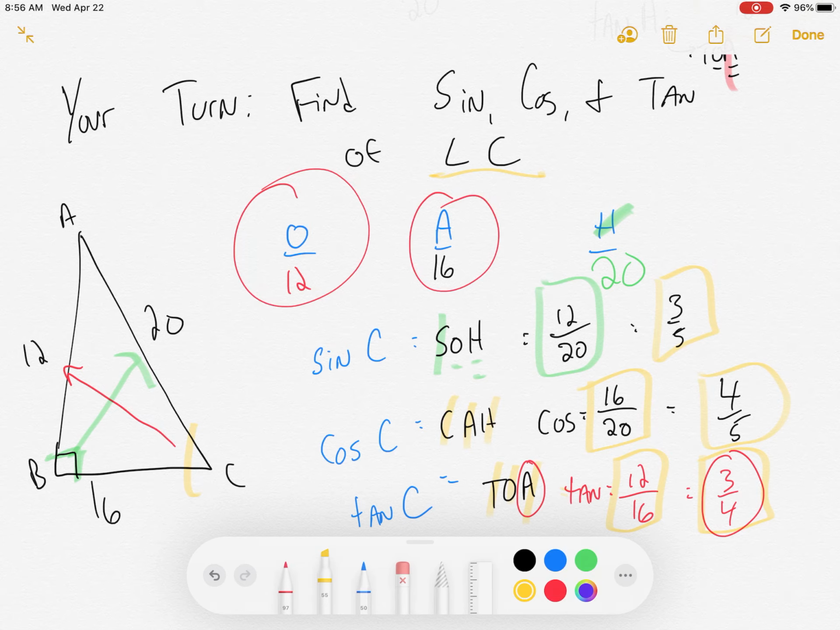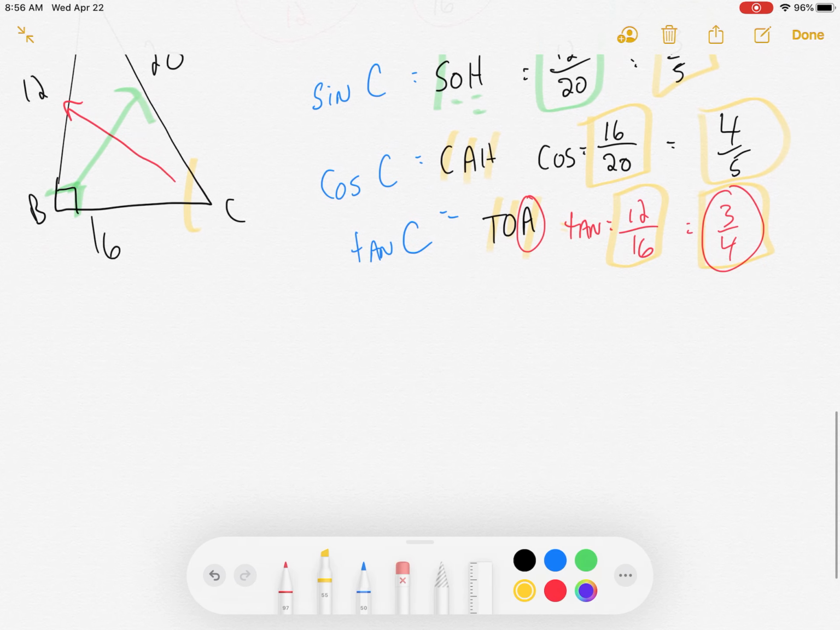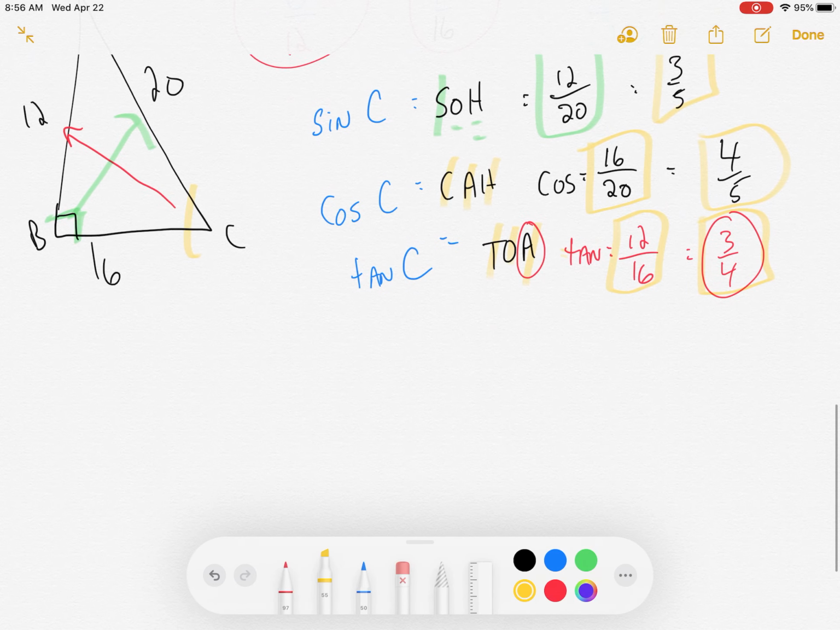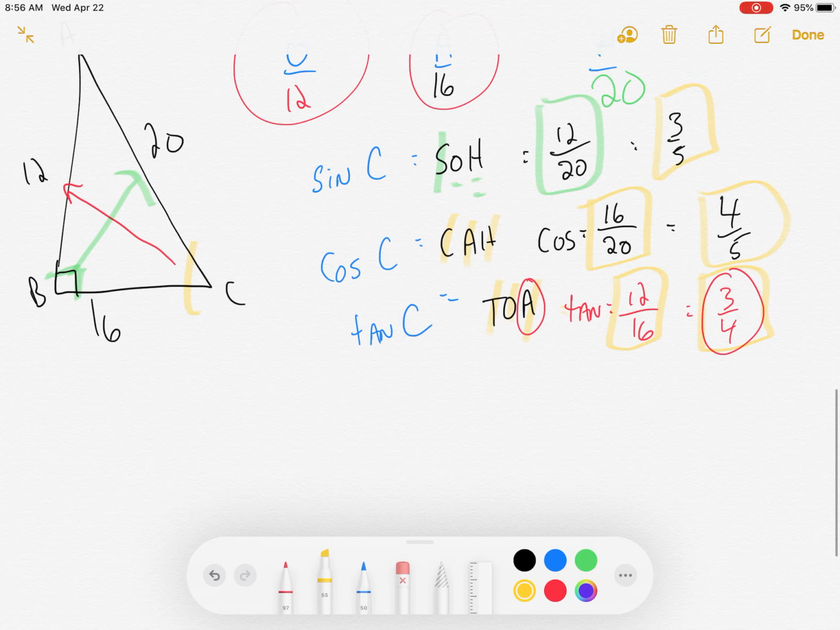Yeah, that's going to be it for today. I lied. I'm going to give you 6 homework problems, but each one is only going to be finding one trig function. So I'm going to give you 6 different triangles, and for each triangle, you're going to have to find one trig function.